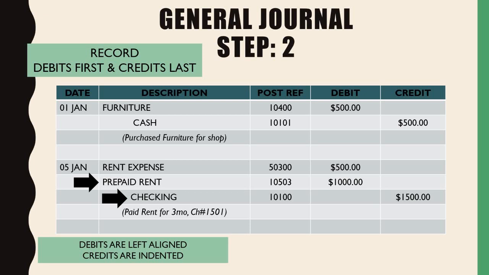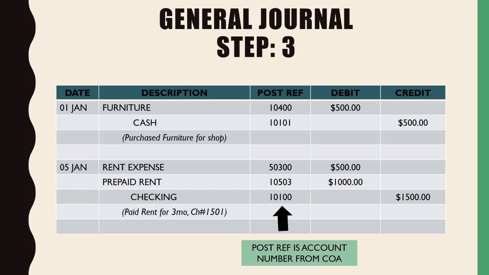All right, and that's how you determine it, right? Because checking is an asset. How do you decrease an asset? With a credit. So that's how you're going to determine it. Then the third step is going to be using your post reference.